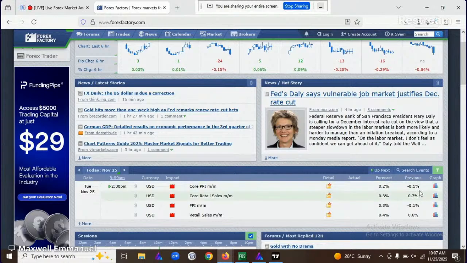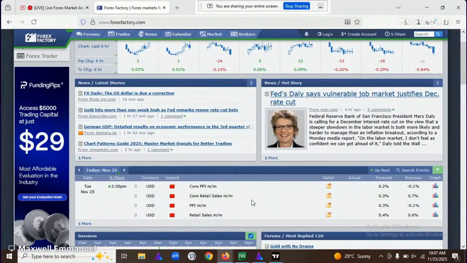This is an increase from negative to positive. So if the actual comes out positive, if the actual is higher than the forecast, we should expect more buys on dollar. Dollar will be bullish if the actual is higher than the forecast.